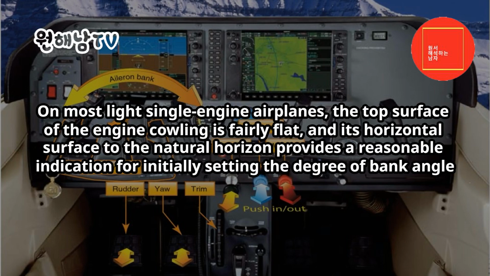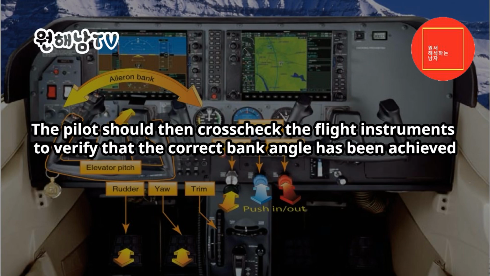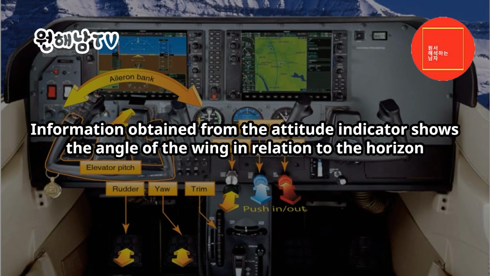Establishing a turn. On most light single-engine airplanes, the top surface of the engine cowling is fairly flat, and its horizontal surface to the natural horizon provides a reasonable indication for initially setting the degree of bank angle. The pilot should then cross-check the flight instruments to verify that the correct bank angle has been achieved. Information obtained from the attitude indicator shows the angle of the wing in relation to the horizon.